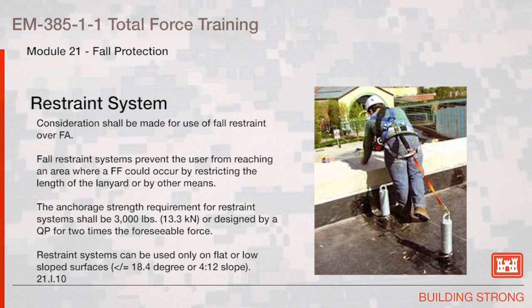A restraint system. Consideration shall be made for use of fall restraint over fall arrest. Fall restraint systems prevent the user from reaching an area where a free fall could occur by restricting the length of the lanyard or by other means. The anchorage strength requirement for restraint systems shall be 3,000 pounds or designed by a qualified person for 2 times the foreseeable force. Restraint systems can only be used on flat or low slope surfaces, less than 18.4 degrees or a 4 to 12 slope.